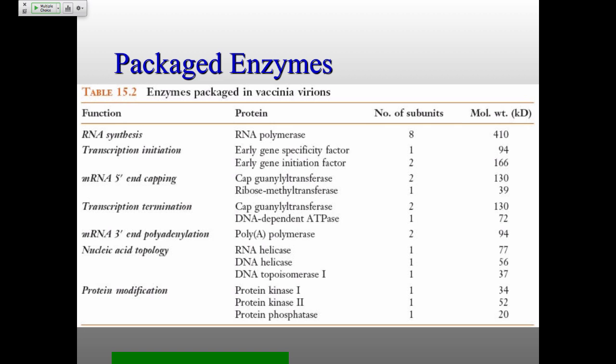So they're coming along with everything that you need. The virion comes in, the envelope comes off, and you have your own RNA polymerase, which can now start transcribing the genes that you need for later processes. What's the standard later process that you need? Your early genes. Early genes you need for replication of your genome.